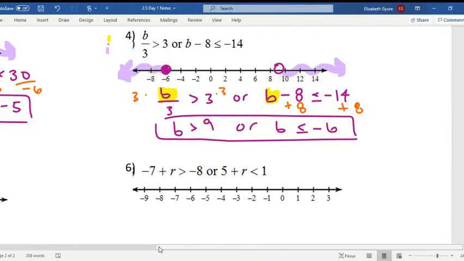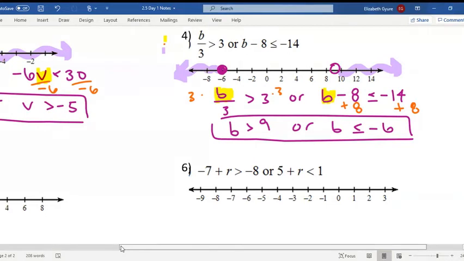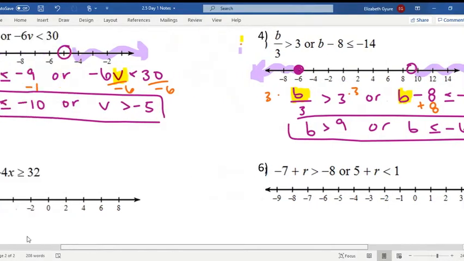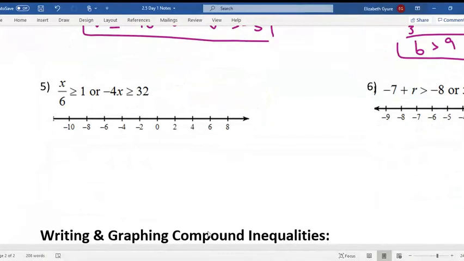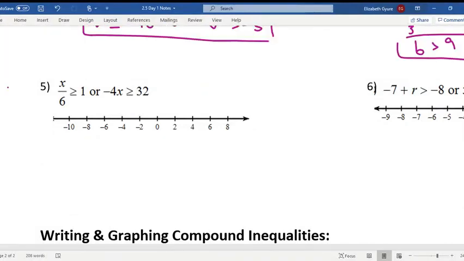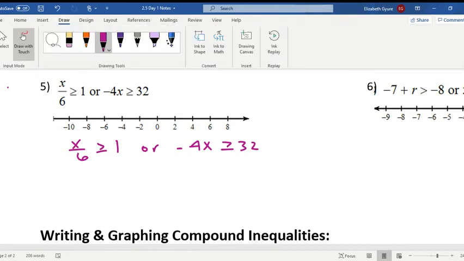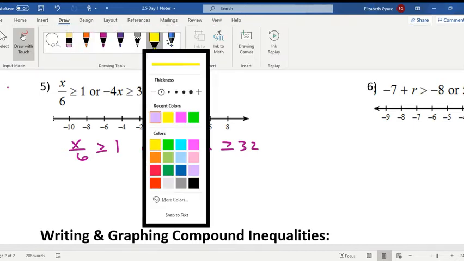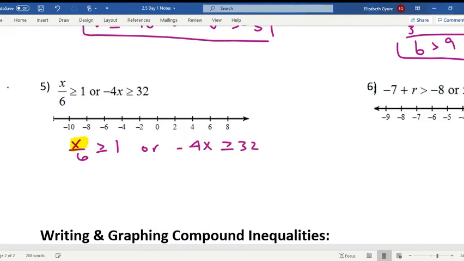Okay. Two more of these. We got some word problems. We're just practicing these until we can do them blindfolded. Oh, you'll figure it out. So we got x over 6 is greater than or equal to 1, or negative 4x is greater than or equal to 32. Let's look at the left. We have x divided by 6 is greater than or equal to 1.